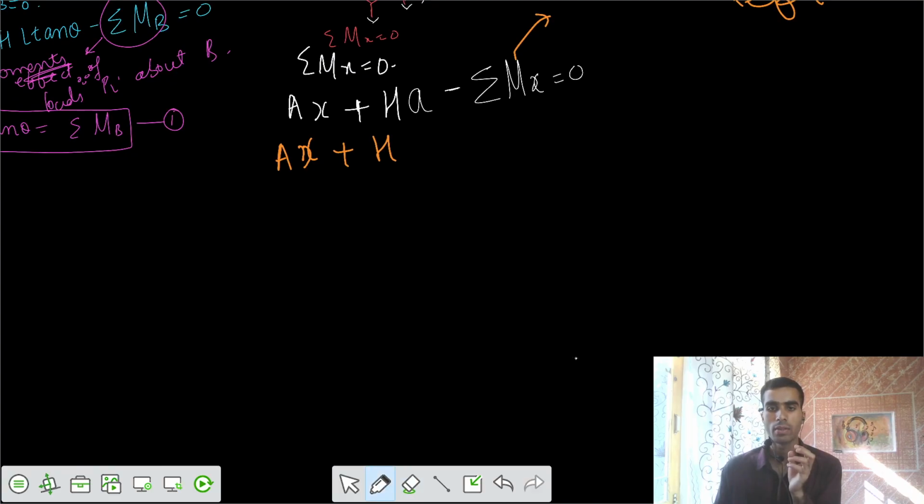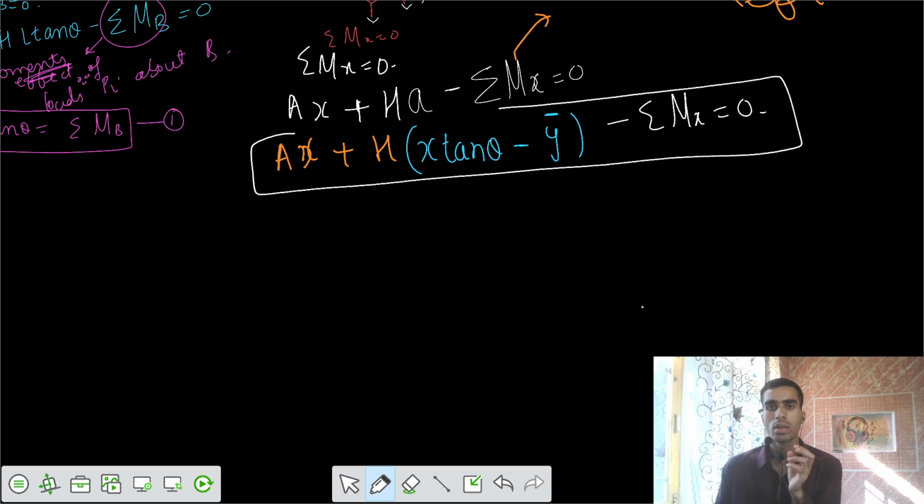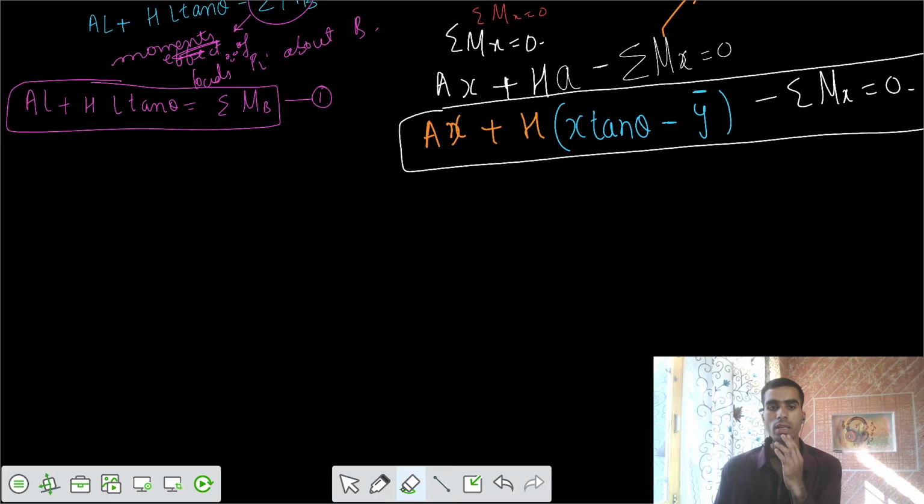So let's have a different color here. I can write x tan theta minus y bar, and then I write minus summation of Mx equals 0. Now, if I try to compare this one with case one, do you think any relation is there between these two? Here we have a function of A times L and HL tan theta, and here we have A times x, H times x tan theta.